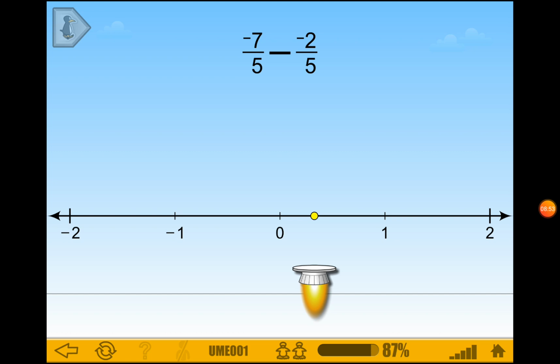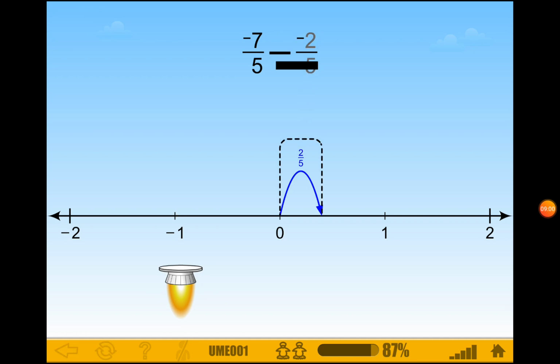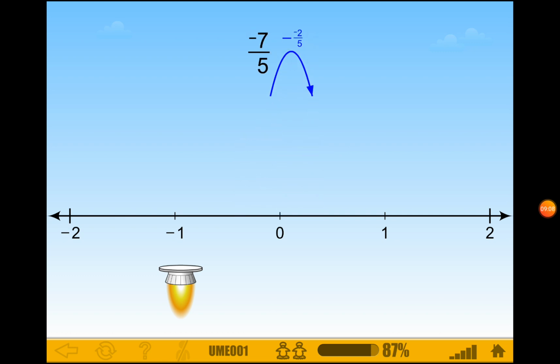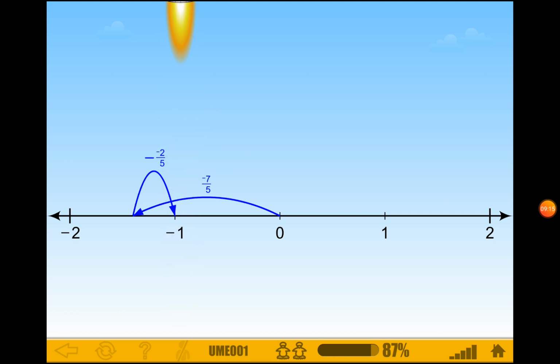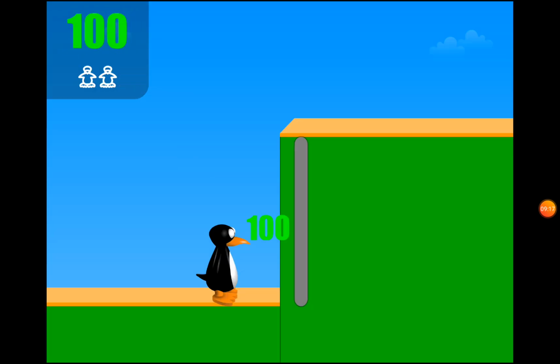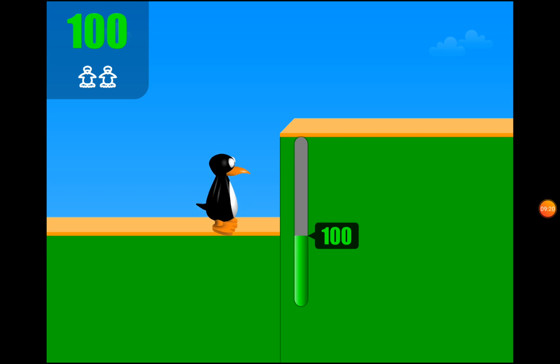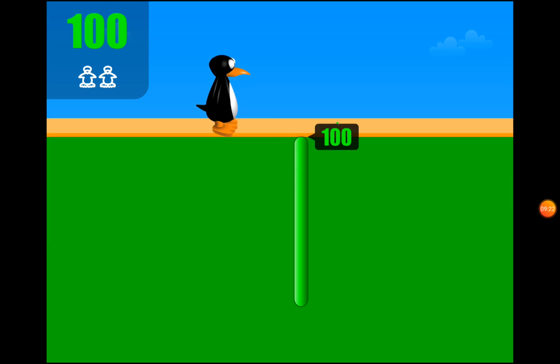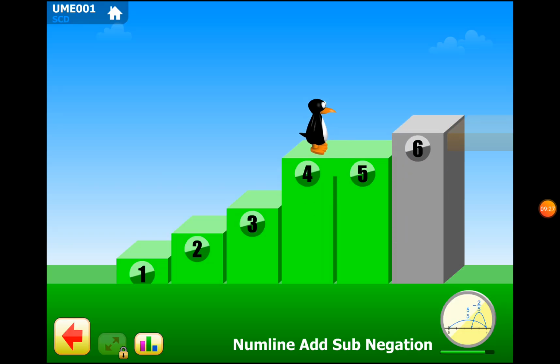Okay. So -7 plus 2 is -5, so then -5/5 is -1. There we go. Now it's time for level 6, or is this the last level for this topic? Oh, you still need level 6.